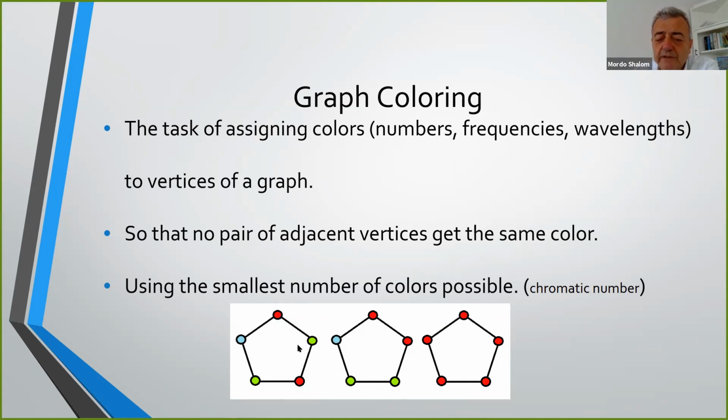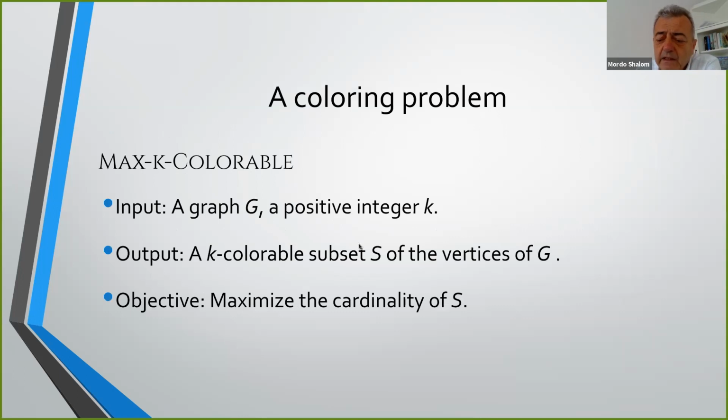No 2 adjacent vertices receive the same color, and you have now 3 colors. And you can easily prove that this is the smallest number of colors possible. Every odd cycle can be colored with 3 colors, and you cannot do less. So this is about graph coloring. I mentioned that we will have related problems, so I will mention 2 related problems.